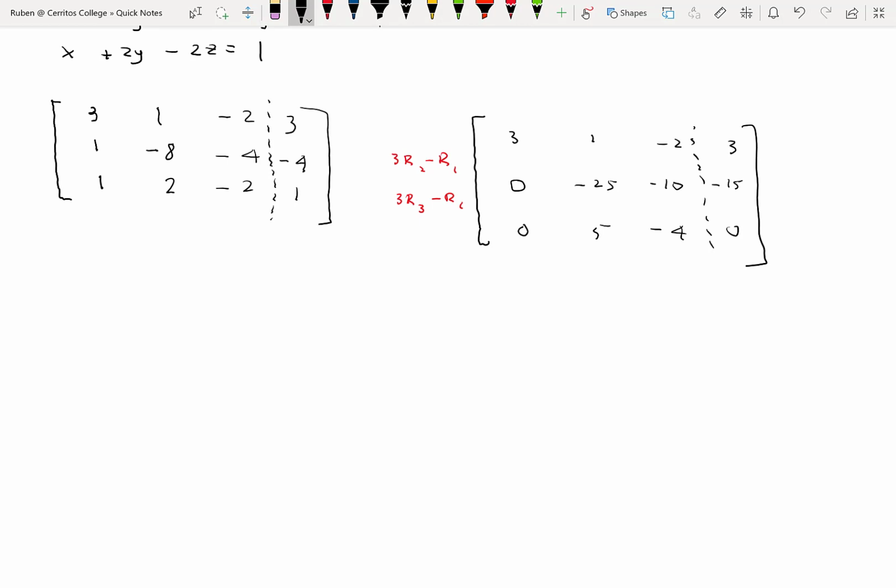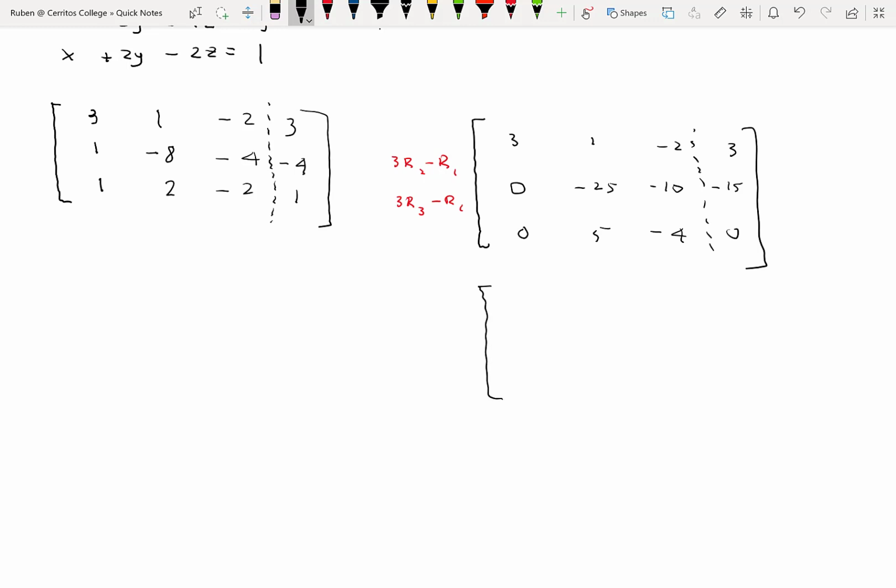Okay, so let's move this along. I would like to isolate y. That means in the second row, in the second column, that negative 25, I'd like it to be 1, and I'd like to have zeros above and below it. So I can identify the coefficient of y as 1, and the coefficients of y above and below it to be 0.